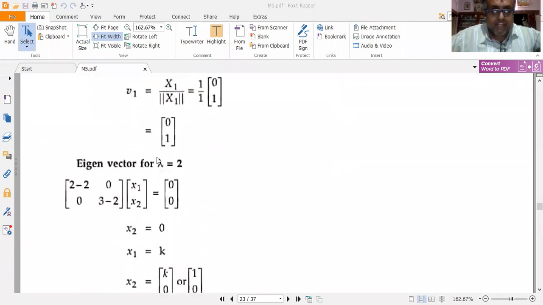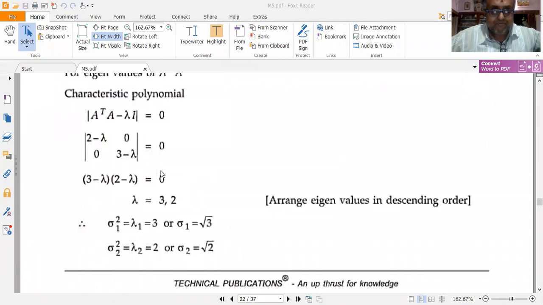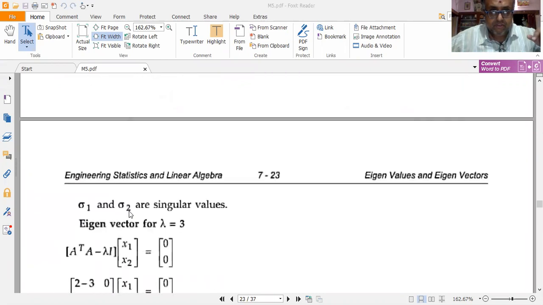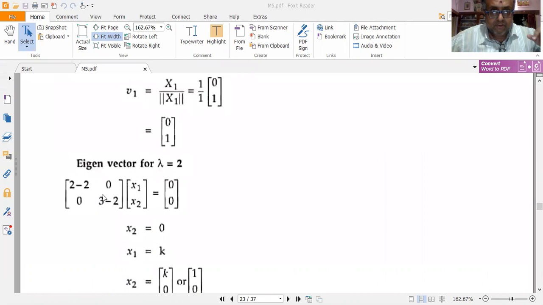Now let me find the eigenvector for lambda is equal to 2. Substitute lambda is equal to 2 into this equation, but please note that it is a matrix. So 2 minus 2 0, 0, 3 minus 2, I get. So 2 minus 2 is 0. So 0 0, 0 1 multiplied by x1 x2 is equal to 0 0 I have.